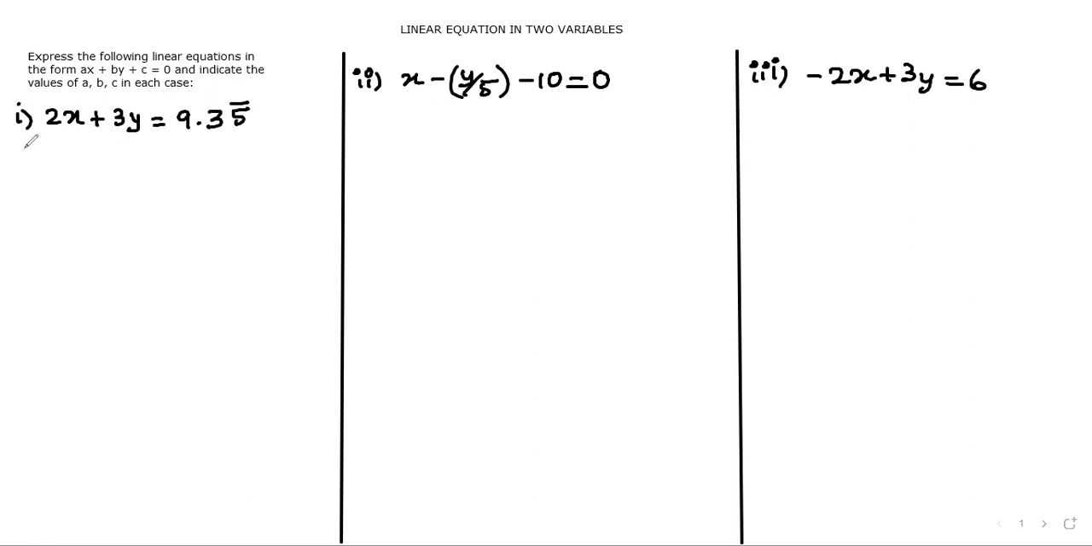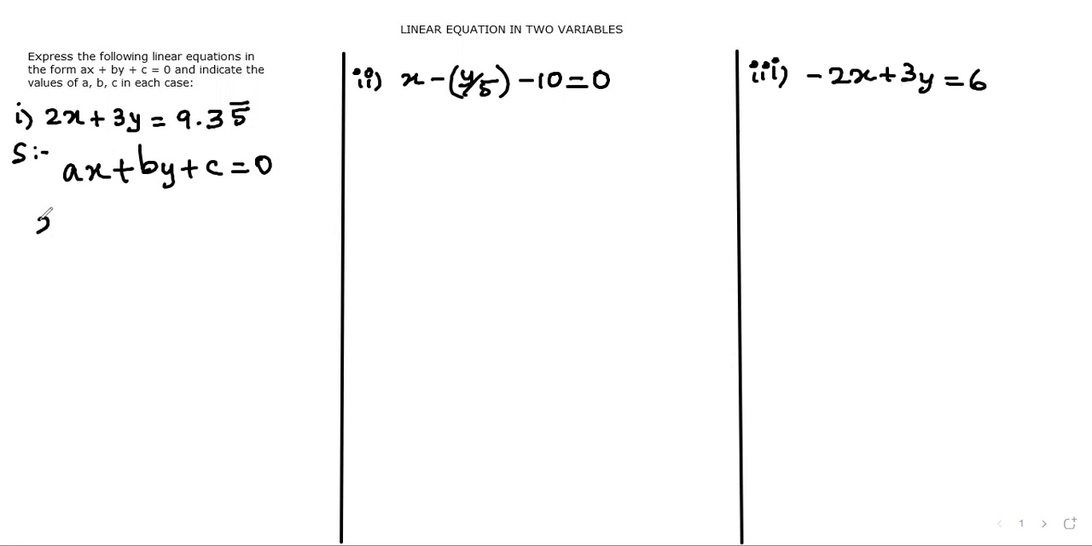So this is the solution. Let us start with the solution. First, the general equation is like this: ax plus by plus c equals 0. So we have to write x, y and the constant term on the left hand side, equating it to 0. This is the concept.